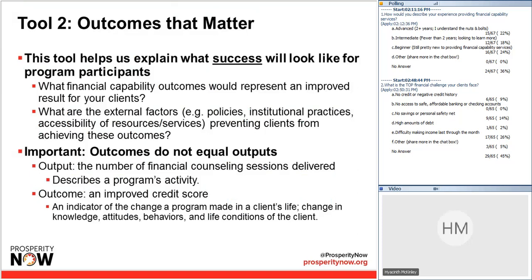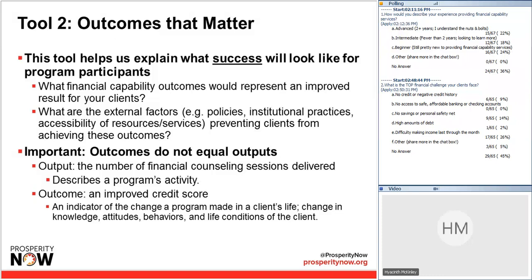Keep in mind that Tool 2 helps you identify what success could look like, both for your clients and also for your program design. So what would it look like if your clients had improved financial capability? What are some external factors that provide barriers that you might either be able to address or that might make it harder for you to address those issues? Again, we're talking about structural issues like policies. You might have some internal or external institutional practices that you need to address. There could be issues of accessibility for available resources and services. So there are some things your organization can be building in that are for you to do, and there might be things you're building in for your clients to do.